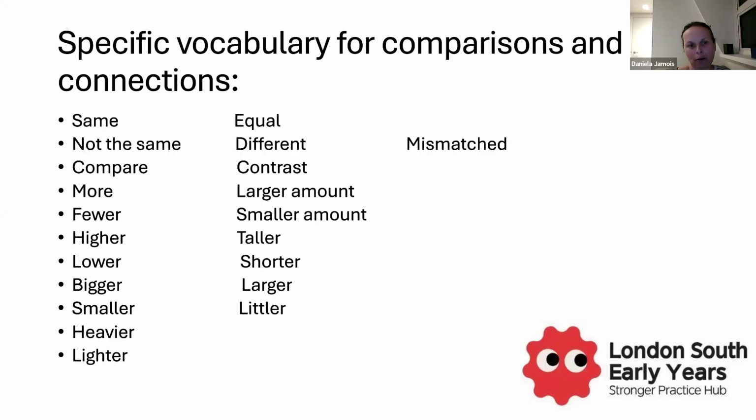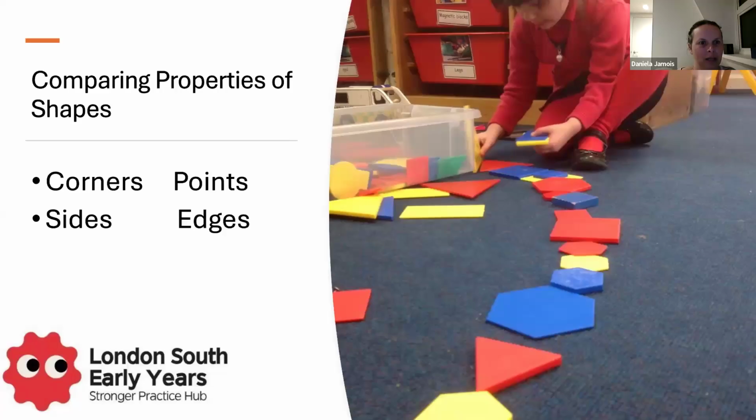And the comparative: bigger, smaller, heavier, and lighter. So really think about being very intentional about using these words and planning them in. They're not words that are learned by osmosis necessarily. We have to be quite intentional in using them.